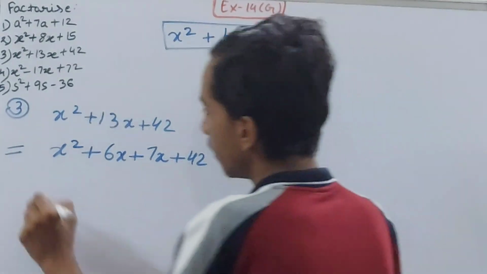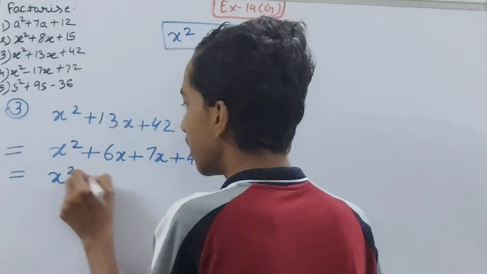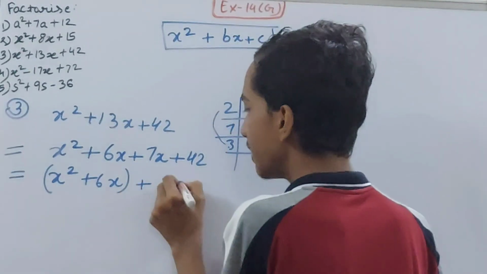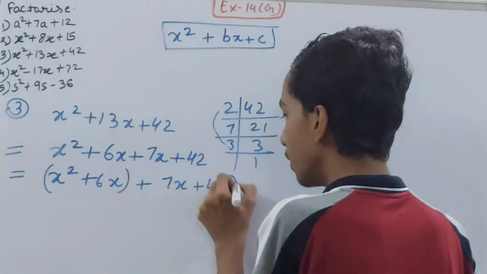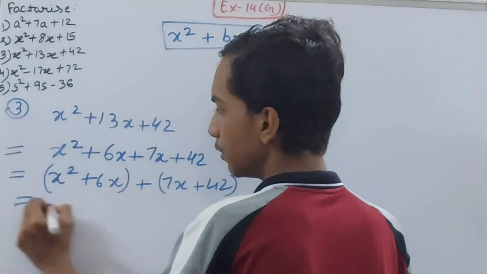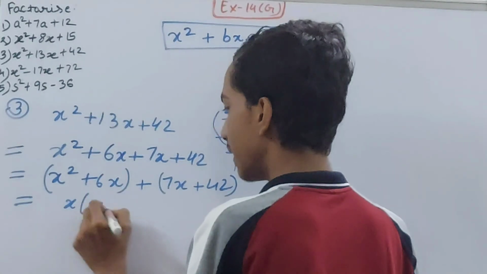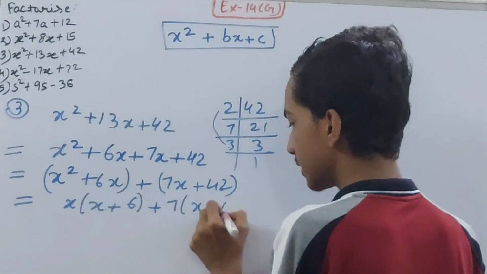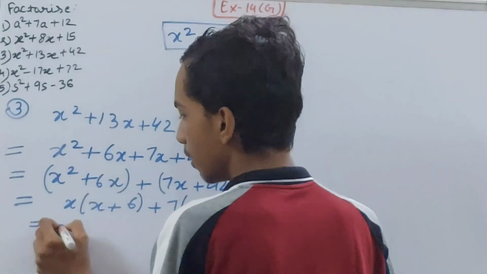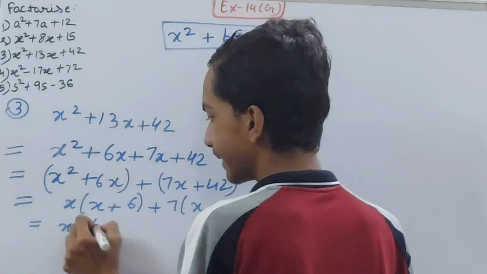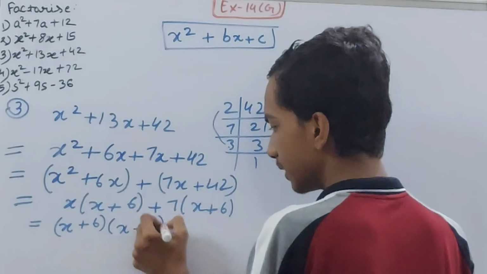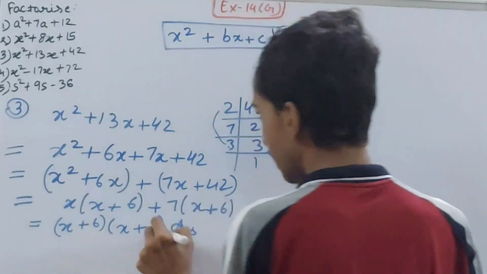Now look here, we will group this x square plus 6x in one group and 7x plus 42 in another group. Clear? Now you can solve. Take x common, you will have x plus 6 left here. Take 7 common, you will have x plus 6 left here. So your x plus 6 can be taken common from both the groups. You will be left with x and plus 7, which is the answer, right?